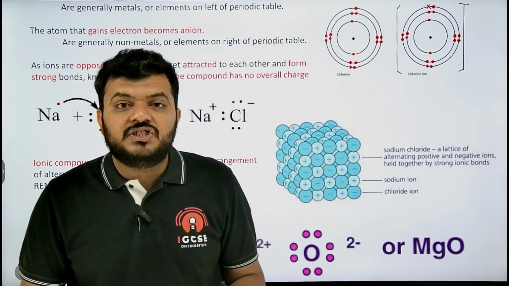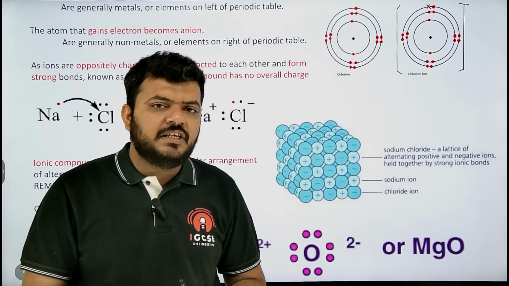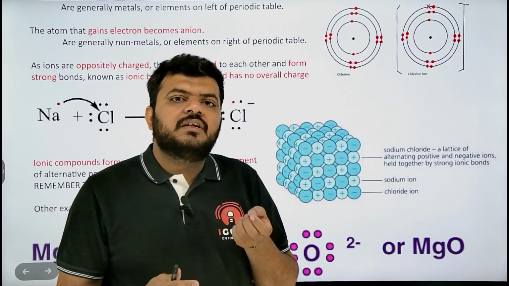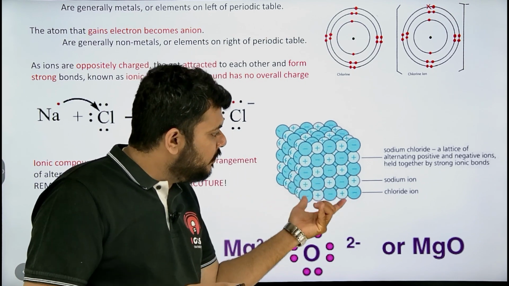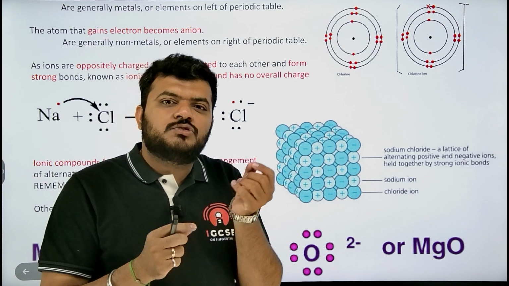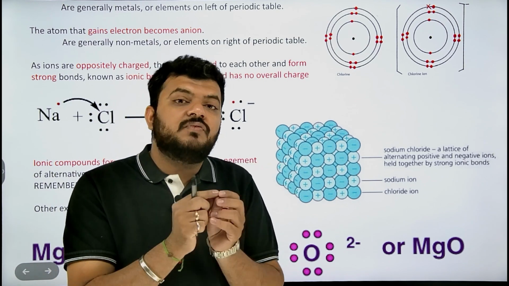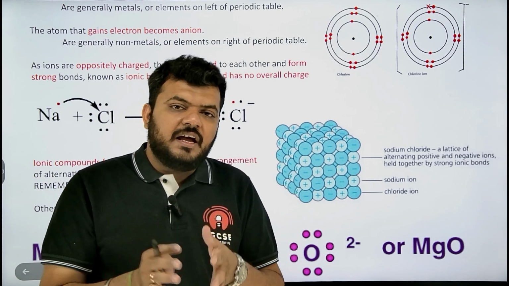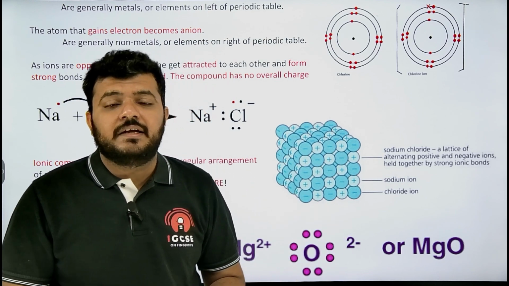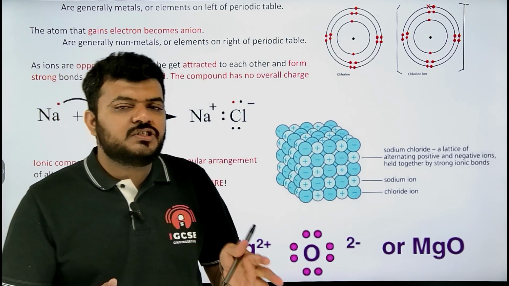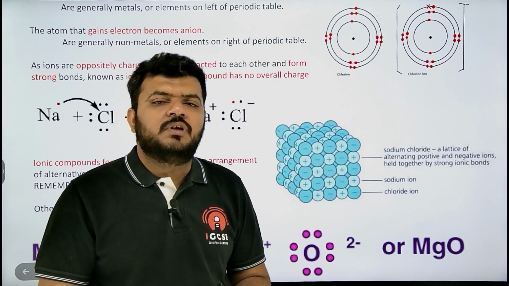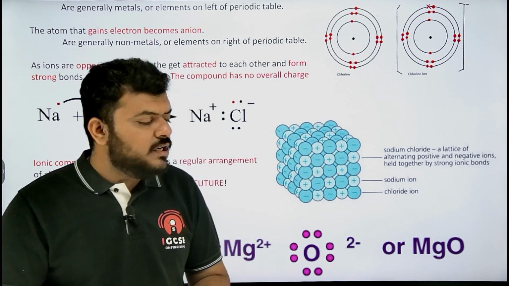Now a lattice is a giant structure. Giant structure as in, you can look at it, you can grind sodium chloride. It has small crystals. That crystal is one lattice. It has a lot of positive and negative ions, so it is a giant structure, also sometimes known as a macromolecular structure.